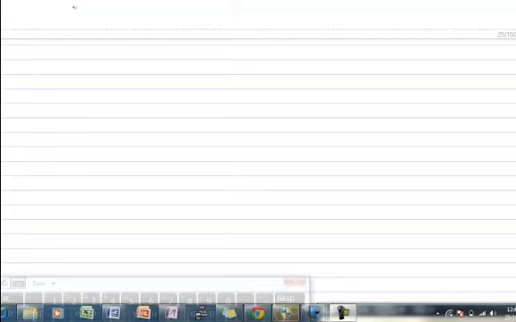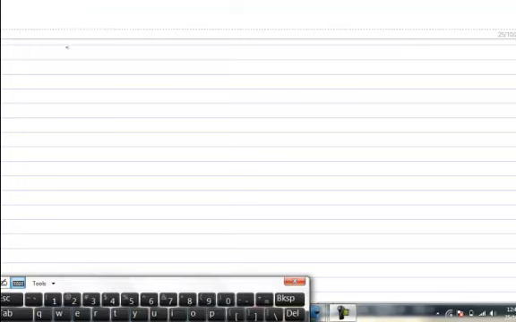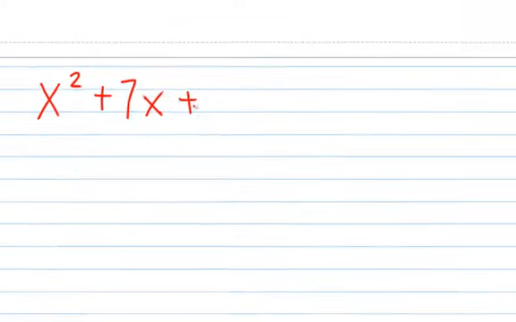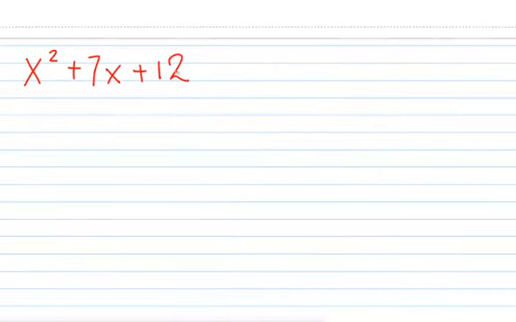So for today's class, we're going to review how to factor quadratic equations, or just factoring trinomials that you've learned in grade 10. So for example, you're given x squared plus 7x plus 12, and you're asked to factor them into two brackets. So you should have something like this in the end.